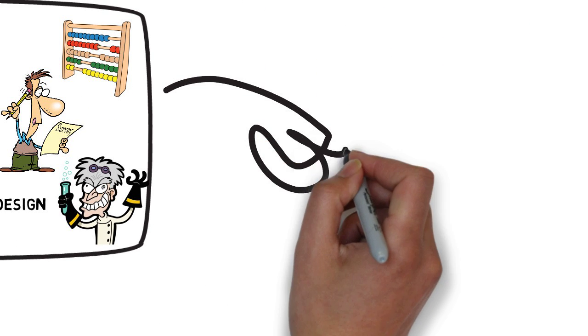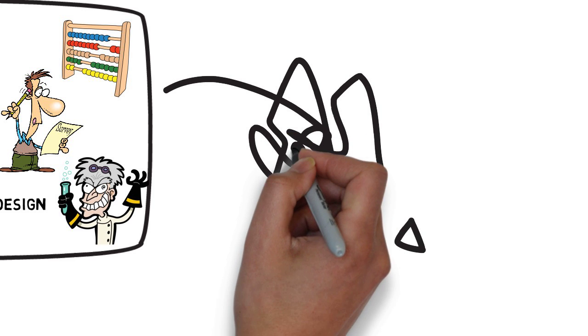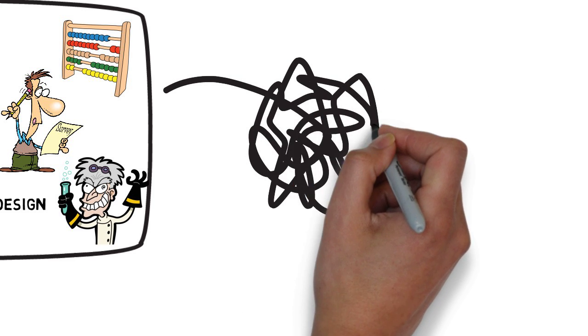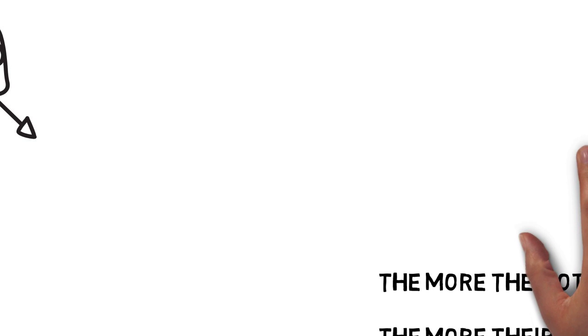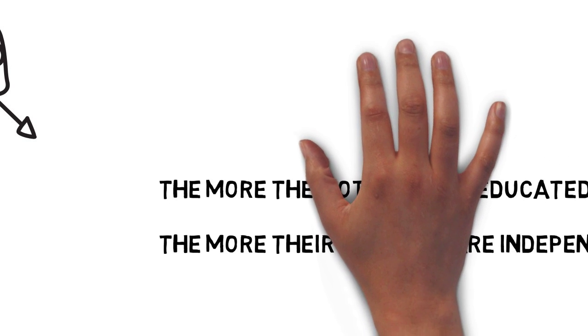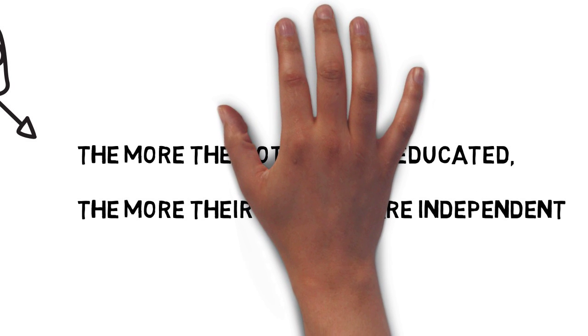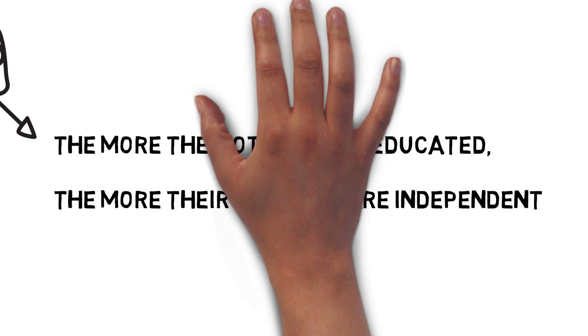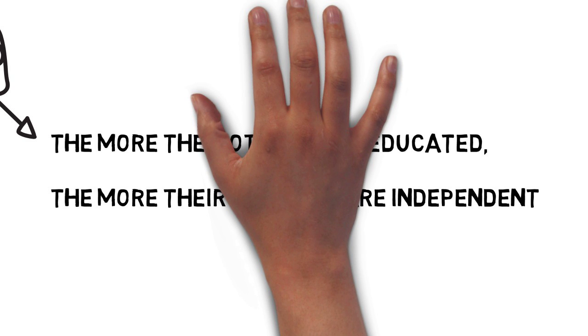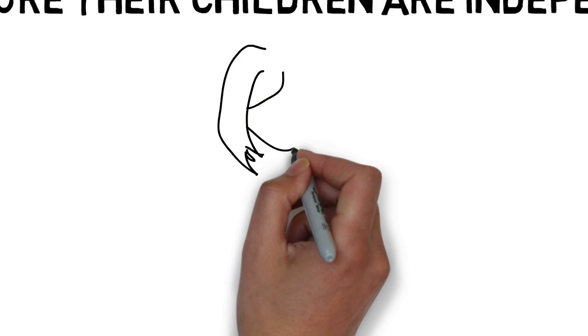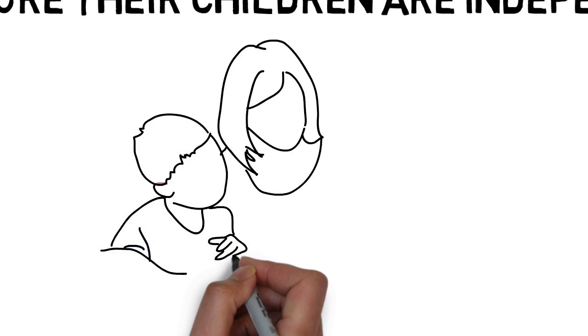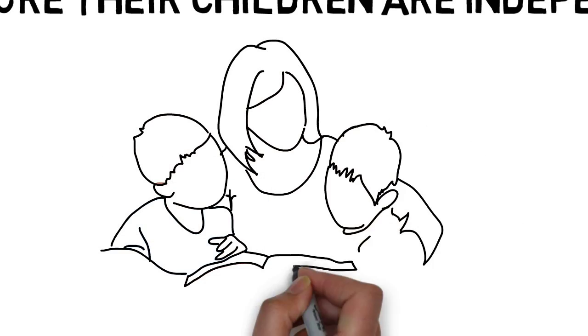Let's take an example of what quantitative research can be in the form of a sentence or a topic. Over here, I have chosen this topic: the more the mothers are educated, the more their children are independent. Now over here, mother's education is an independent variable, and I'm trying to quantify children's independency by checking how many mothers are educated.